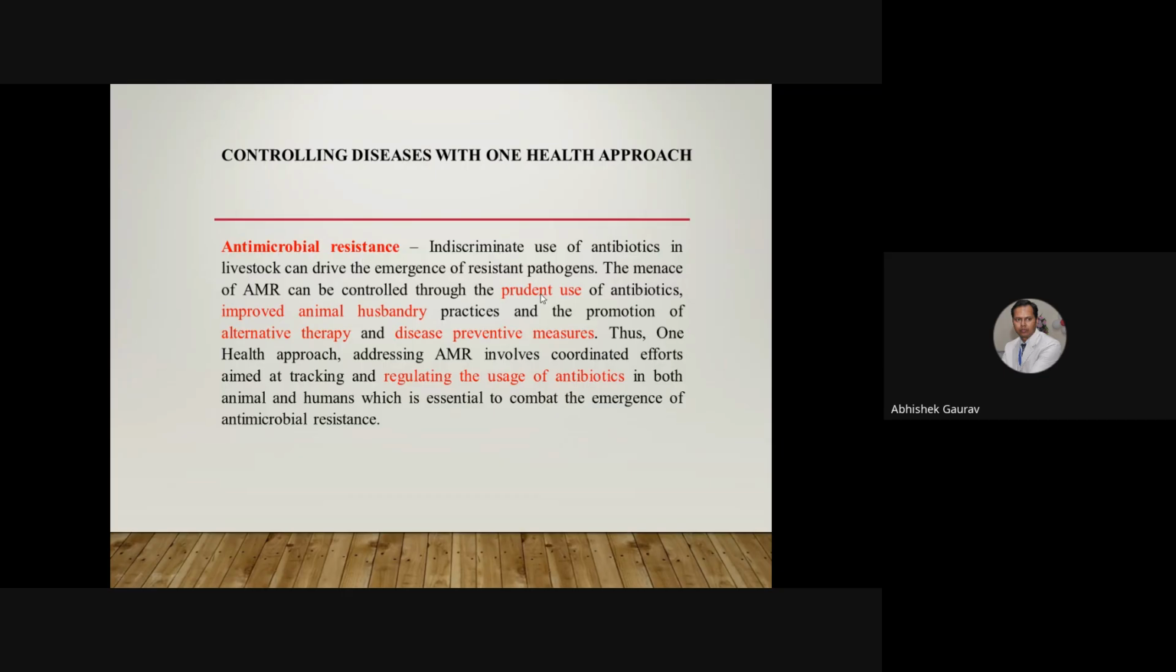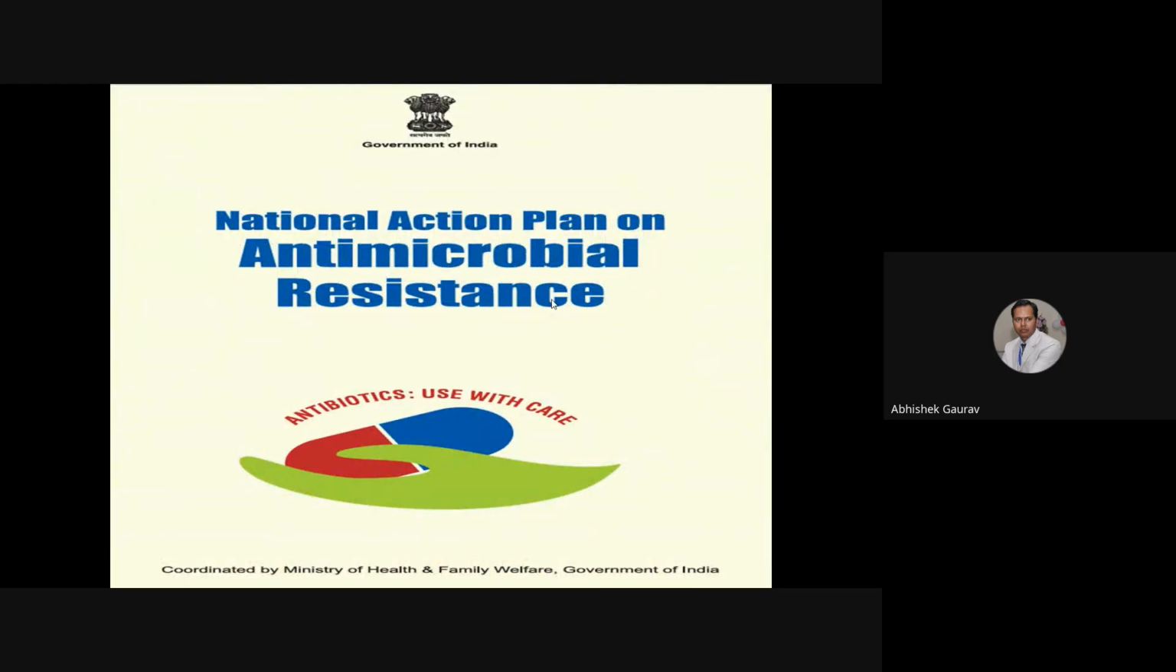AMR we can prevent by the judicious use of antibiotics, improved animal husbandry practices, and regulating the use of antibiotics. Now this is the NAP AMR, which I was discussing earlier, the National Action Plan on AMR. This we are following in our country, and this is a subset of GAP AMR, which is the Global Action Plan on AMR.